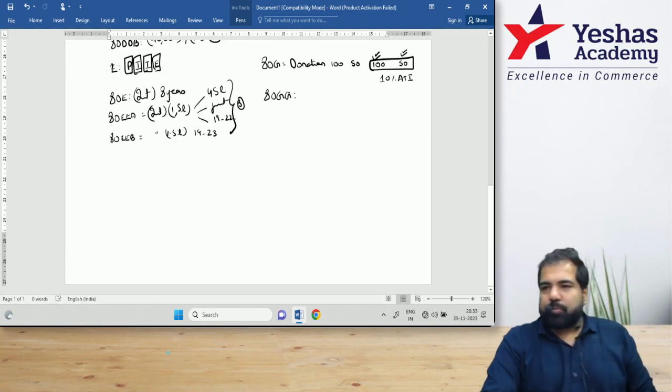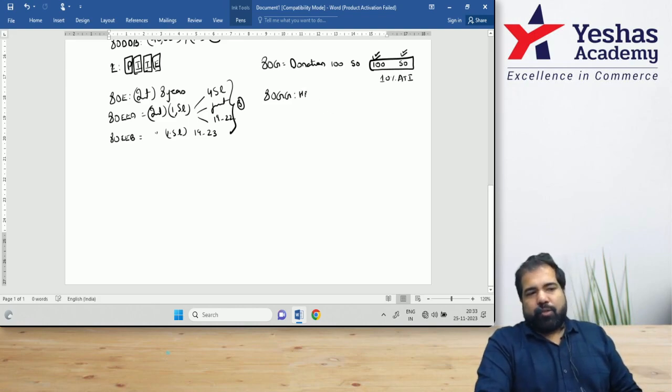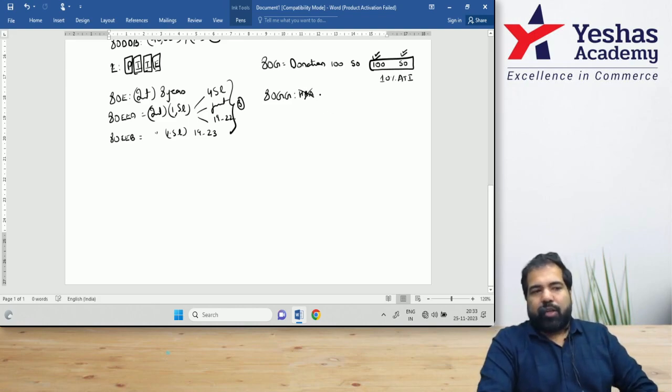80GG. Some people get it, the lucky guys. If you don't get HRA exemption and you rent a house, will you get deduction? A, B, C, whichever is low. This is 5,000 per month.